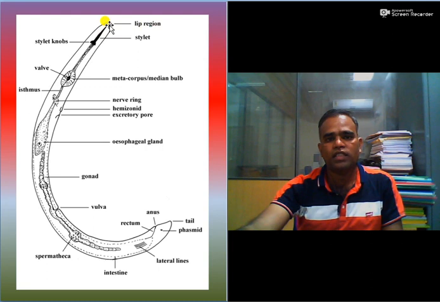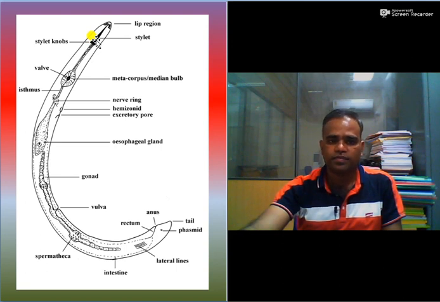Second, it has a stylet. The stylet is nothing but the piercing organ which is useful for ingestion at the time of infestation and for absorbing the food material from the host plants. Here there are knob like structures at the base of the stylet. These are called stylet knobs. Then this region is called the esophagus.